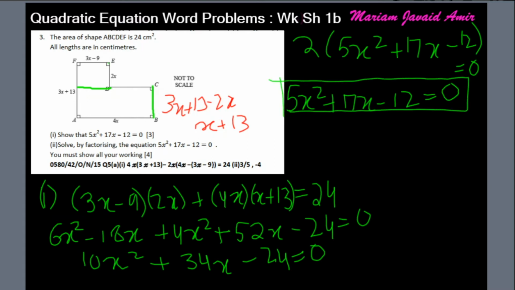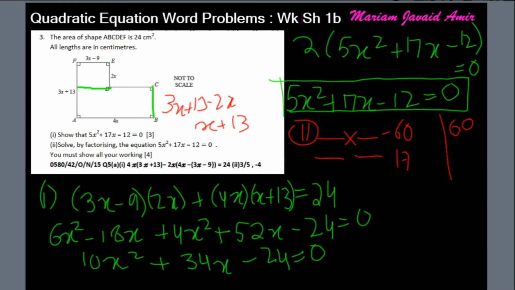Part 2, solve this by factorization. Factorization means we have to apply the middle term breaking procedure. Let me use another color. So the multiplication of two numbers should give us 5 times minus 12, which is minus 60, and the addition of the same two numbers should give us 17. So what would be those two numbers? I can't tell just like that.